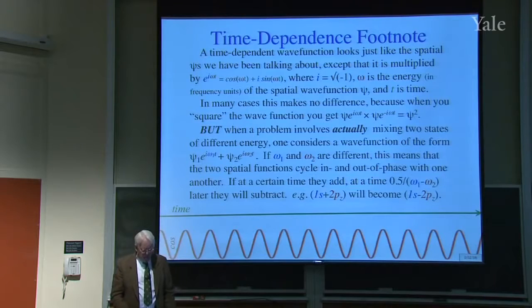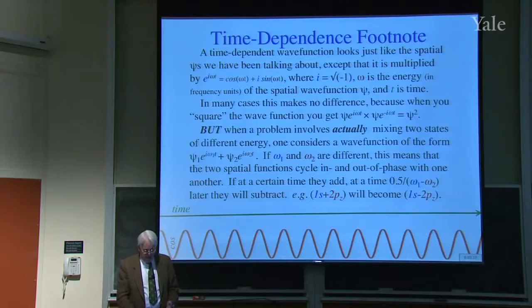So it says, when a problem involves actually mixing two states of different energy, one considers a wave function of the form psi 1 e to the I omega 1t plus a different psi, the other wave function, times e to the I omega 2t. Now, if omega 1 and omega 2 are different, this means that the two spatial functions cycle in and out of phase with one another. If at a certain time they add, at a time a half divided by the difference in frequency later, they subtract. So 1s plus 2pz will become 1s minus 2pz.